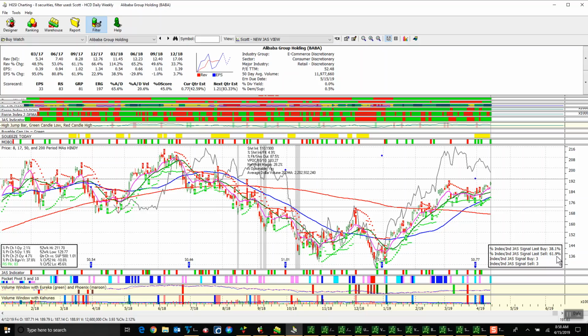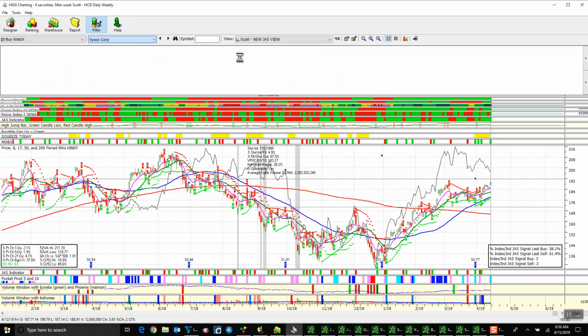I mentioned the other Cisco. Here's the other Cisco. Here's a stock that just broke above the 200, coming out of a mobile breakout and a squeeze, and it's been in a new buy signal now for several days and several points.